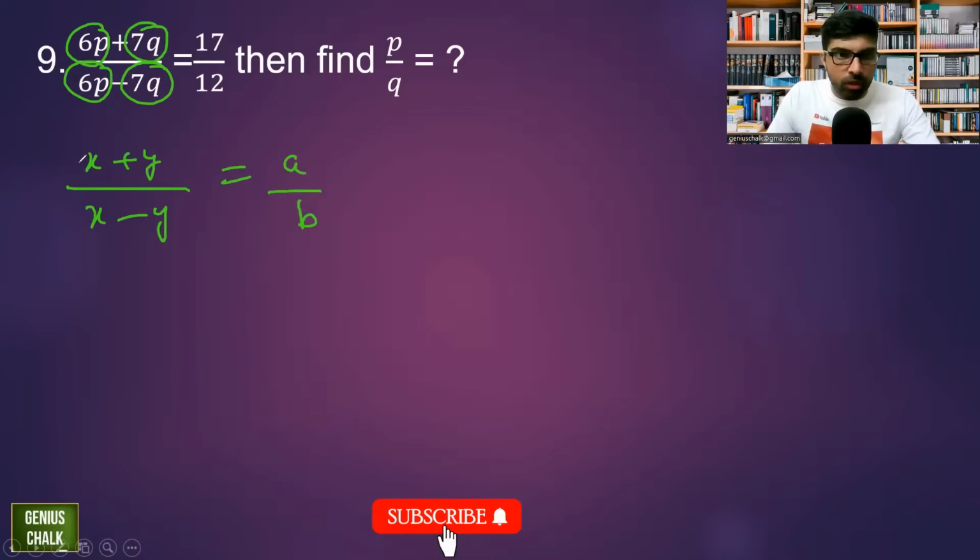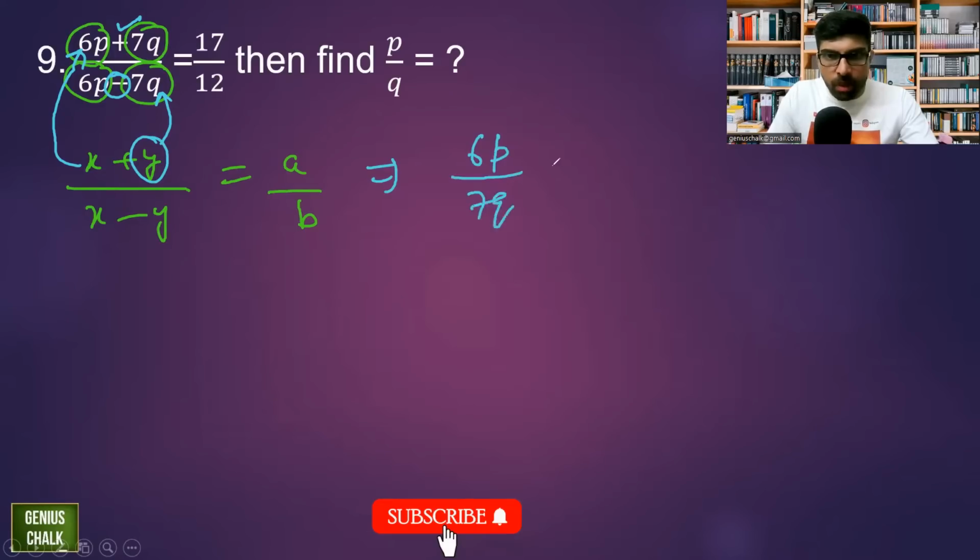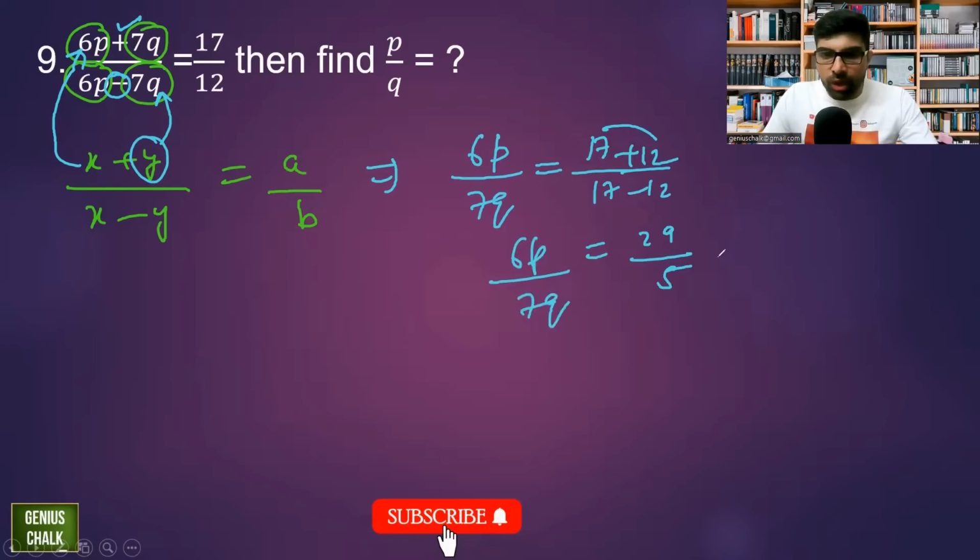You can see in place of X it is 6P, in place of Y it is 7Q. In the numerator it is plus, denominator it is minus. So that means I can say this is also of this form. So if this is of this form, I can apply directly. What is the ratio of 6P by 7Q? Applying componendo, 17 plus 12 by 17 minus 12. So what is my answer? It is 29 by 5. So 6P by 7Q is 29 by 5.